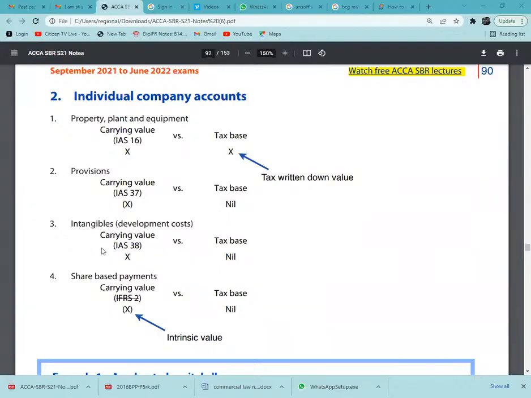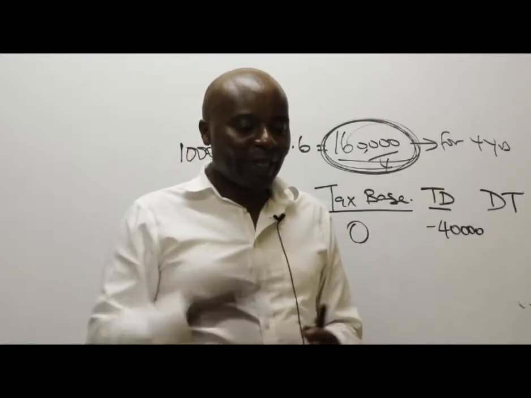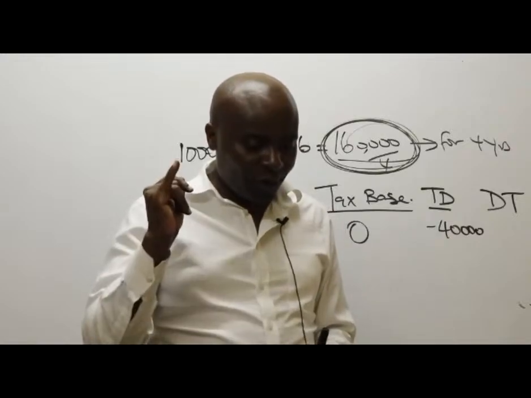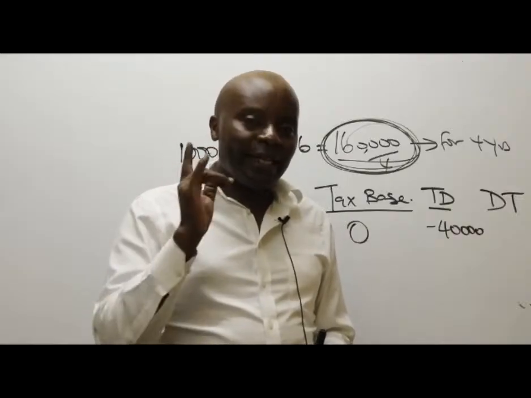Any provisions will always have a nil tax base. Intangibles will always have a nil tax base. Share-based payments will always have what here? A nil tax base. So if you have understood this schedule of mine, how many things will you never forget which have a nil tax base? Three. Can you name them very fast? Provisions, share-based payments, and intangibles.